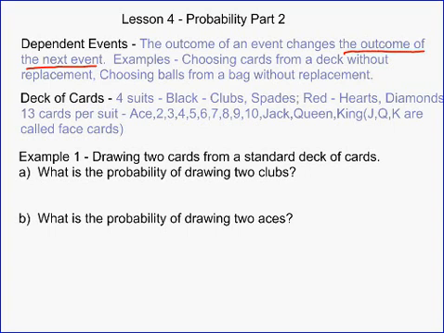Another one that we use a lot is balls in a bag. There are 12 balls in a bag. Once you choose one, now there's only 11 left in the bag, and so the probability is changed. We'll do a lot of problems with decks of cards.